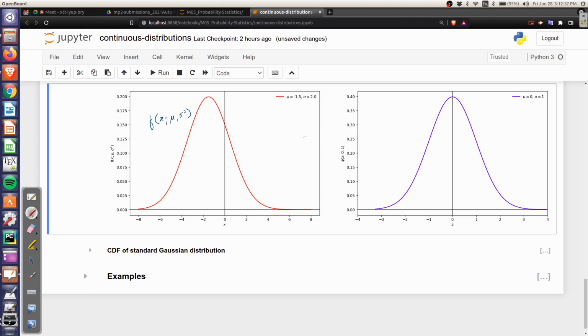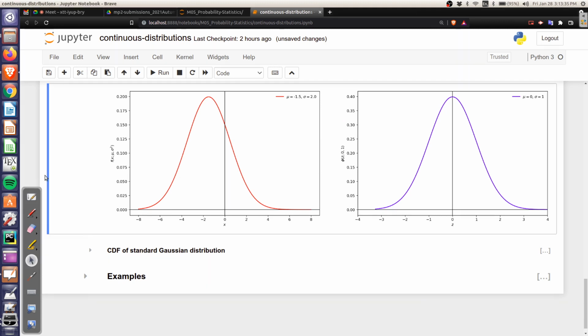From here, by making this transformation, what is the transformation? z is equal to x minus mu by sigma. Whatever is the x here, x minus mu by sigma. By making this transformation, I get this distribution, which is phi. And what is this phi? It is not a function of x, it's a function of z. And what are the parameters? The mean is 0 and the variance is 1. Is that clear? Okay, so this is the kind of transformation that we are making from one kind of distribution to another kind of distribution.